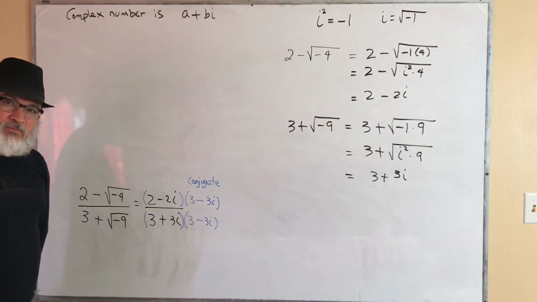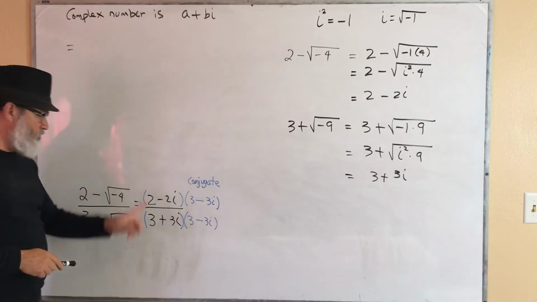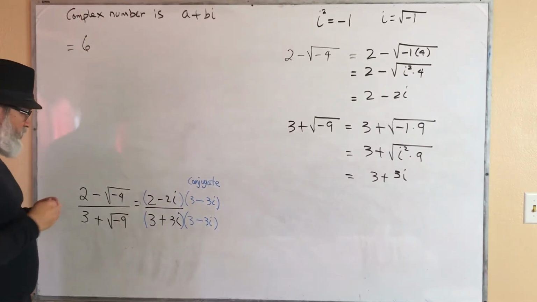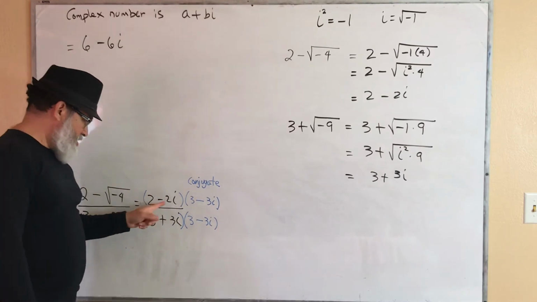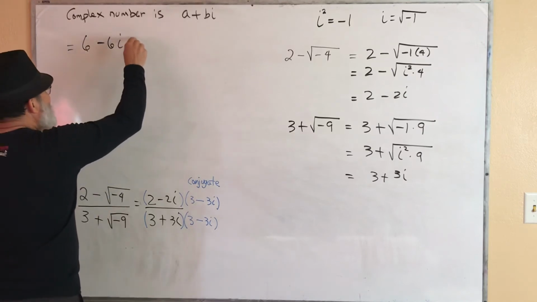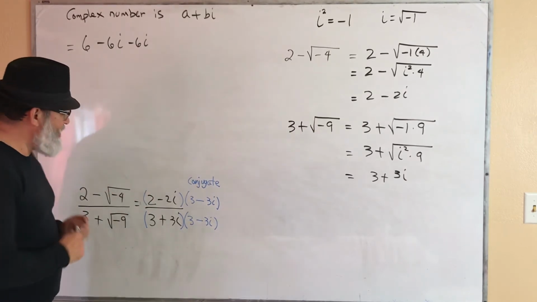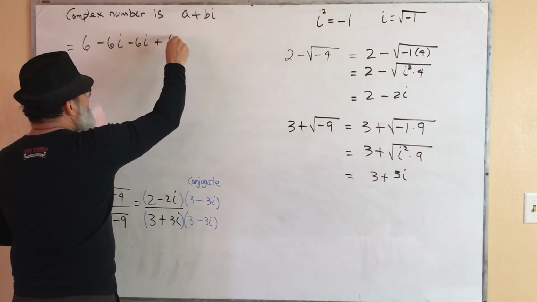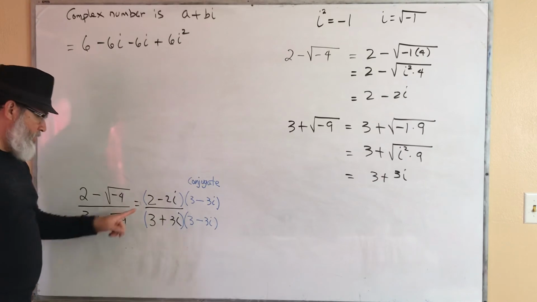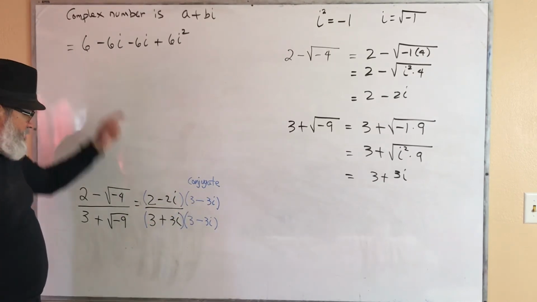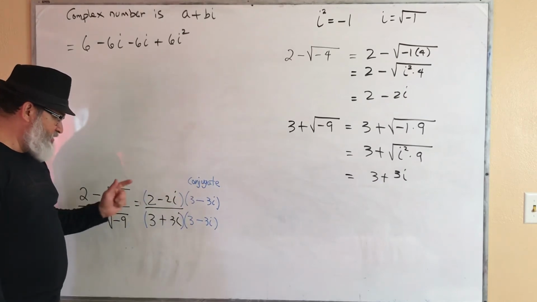The top, I'm going to FOIL. The bottom, I'm going to FOIL. So this equals what? Let me see, FOIL. 2 times 3 is 6. 2 times negative 3i is negative 6i. Negative 2i times 3 is negative 6i. Negative 2i times negative 3i is positive 6i squared.